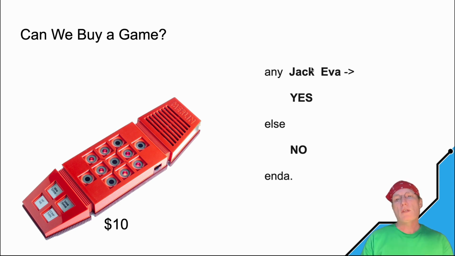And the test is whether one of us has money or not, specifically whether one of us has $10 or not. However, if neither Jack nor Eva have $10, then we can't buy the game because the test cases are both false, and so we cannot buy the game. So let's take a look at a program version of this scenario.